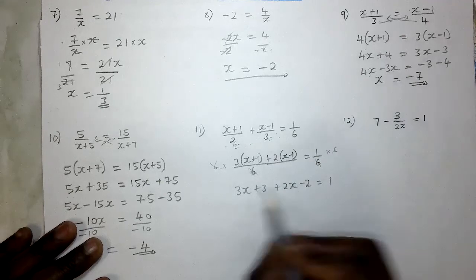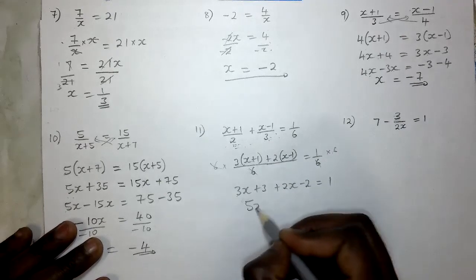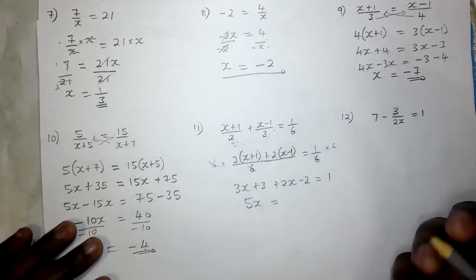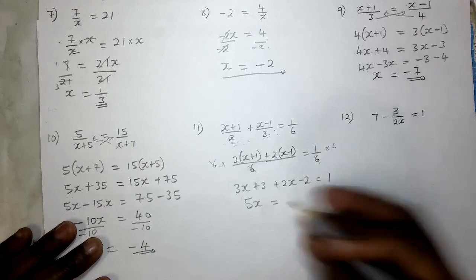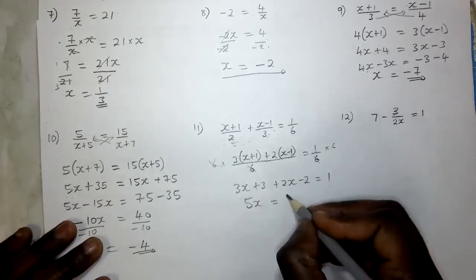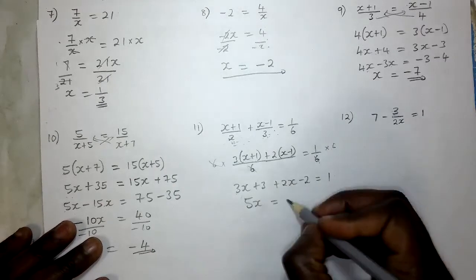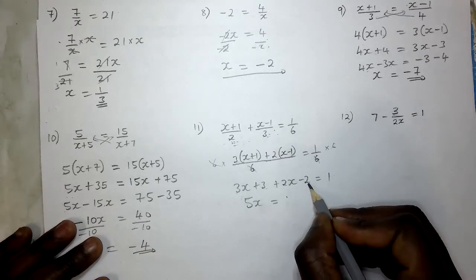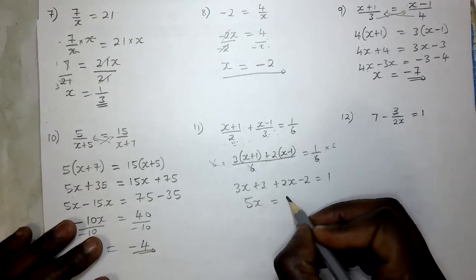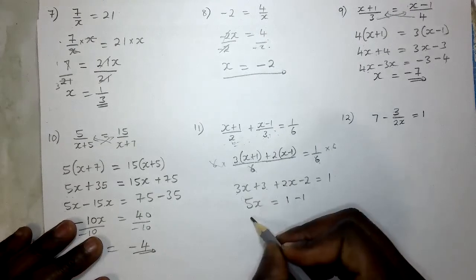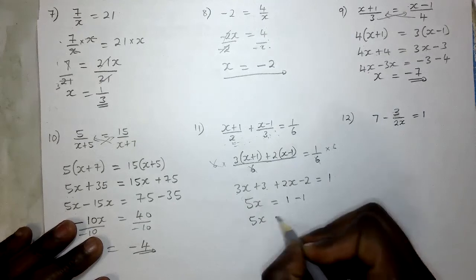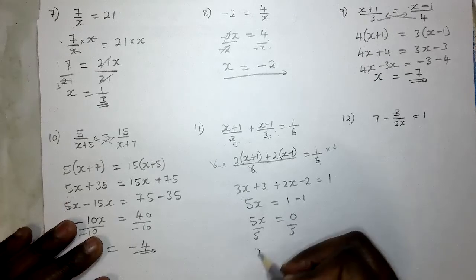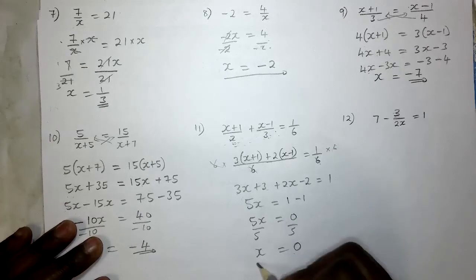Then we take the 3x, 3x plus 2x is going to give us 5x. We take 3 minus 2, we get 1, and we take 1 that side, so it's going to be 1 minus 1. So our 5x is going to be equal to 0. Then we divide by 5, we divide by 5, x is going to be equal to 0. That's what we are having here.